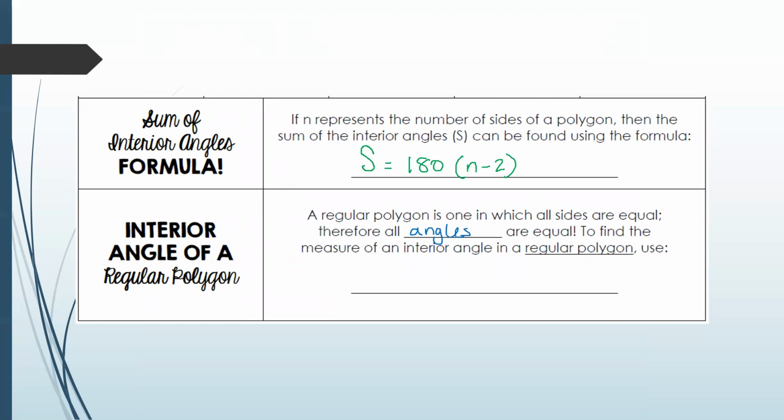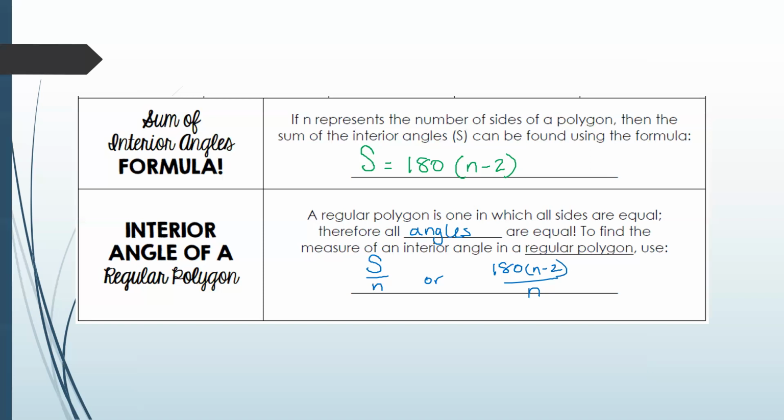To find the measure of just one interior angle, you're going to take the sum of interior angles and divide it by the number of sides. Or I like to look at it this way: 180 times n minus 2 divided by however many there are. Because that 180 times n minus 2 is representing the total amount, if you have all equal sized angles, then you can divide by however many angles there are, and that'll tell you the value of one of them.